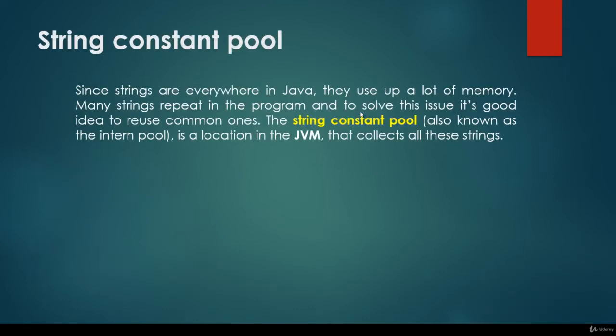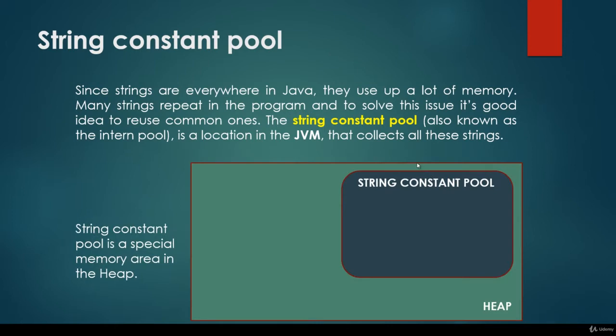So let's talk about the so-called string constant pool, or the intern pool. Since strings are everywhere in Java, they use up a lot of memory. Many strings repeat in the program, and to solve this issue, it is a good idea to reuse common strings. The string constant pool, or the intern pool, is a location in the Java virtual machine that collects all these strings. The string constant pool is a memory location within the heap memory.